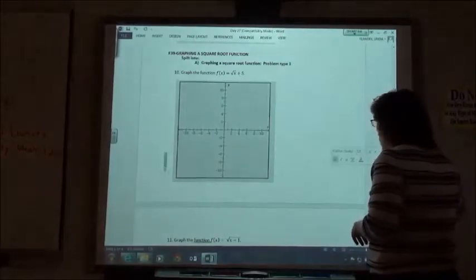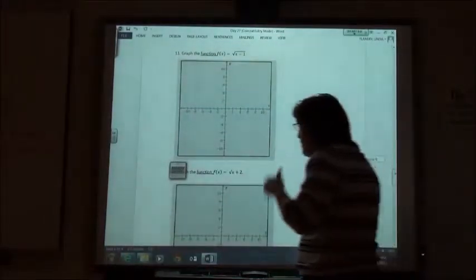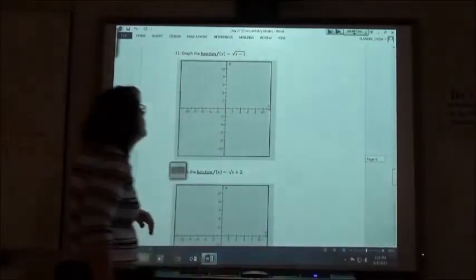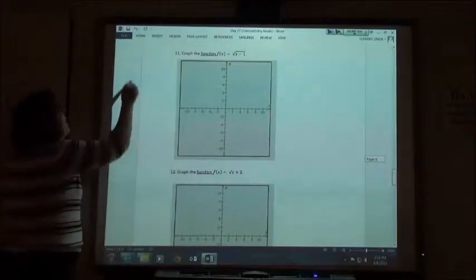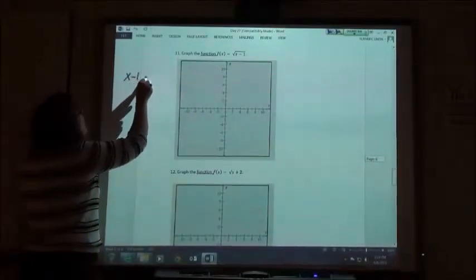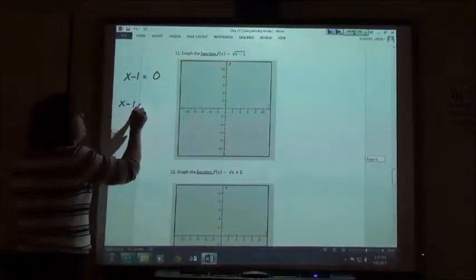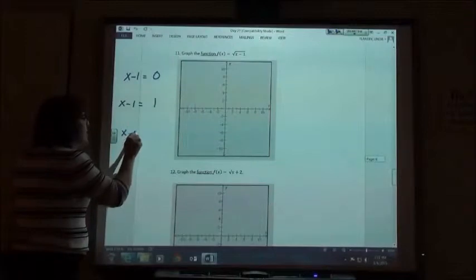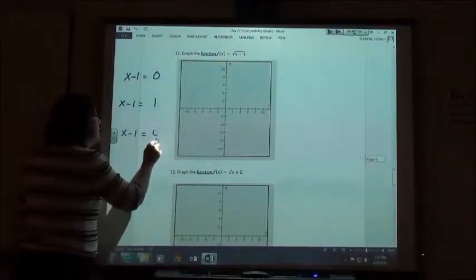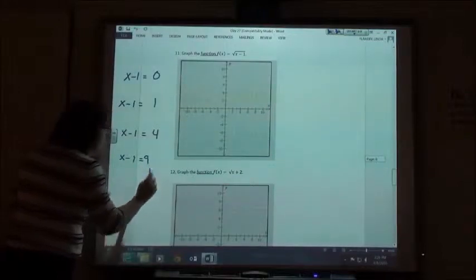On the next one, notice we don't have just the plain x under our square root. The x minus 1 is all under the square root. So in this case, before I can put my numbers in my table, I'm going to say that I want the x minus 1 to equal the first perfect square of 0, the x minus 1 to equal the next perfect square, which is 1, the x minus 1 to equal 2 squared, which is 4, and the x minus 1 to equal 3 squared, which is 9.